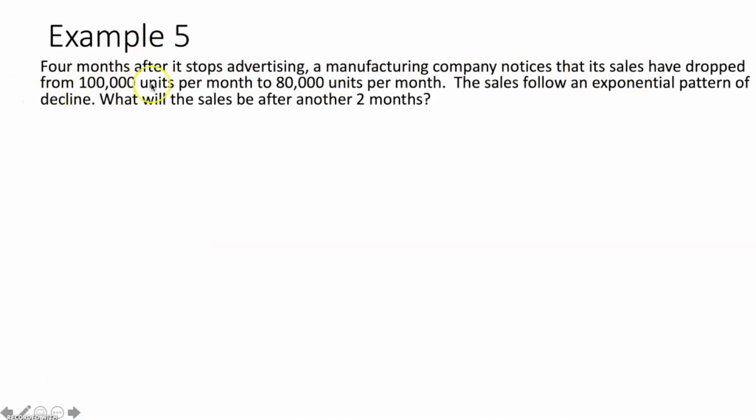Now example 5 says 4 months after it stops advertising, a manufacturing company notices that its sales have dropped from 100,000 units per month to 80,000 units per month. The sales follow an exponential pattern of decline. What will the sales be after another 2 months?